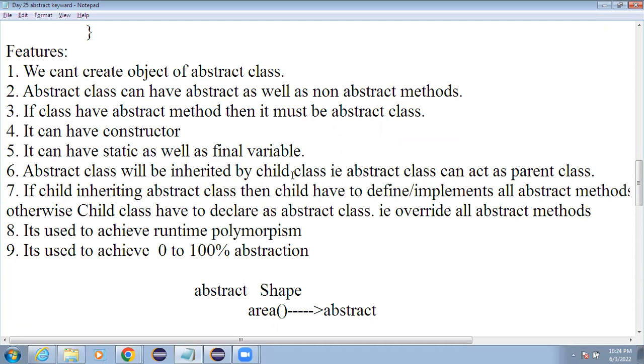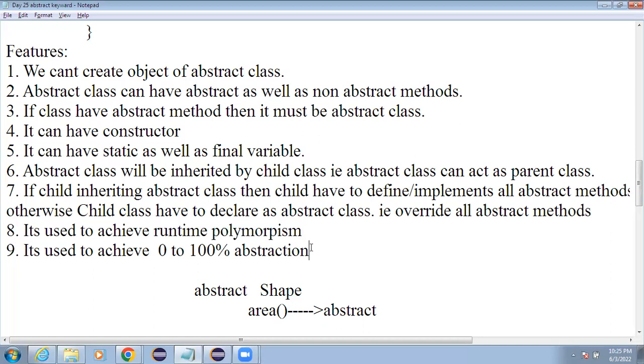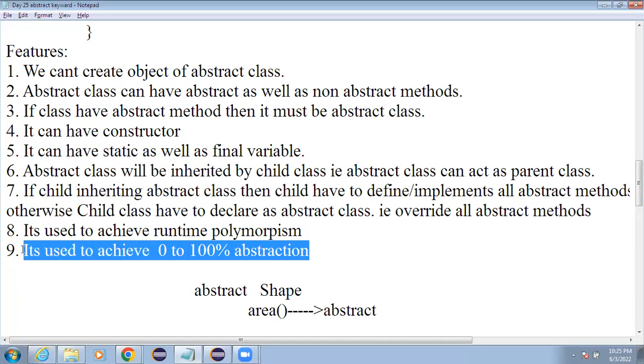An abstract class will be inherited by a child class. If a child inherits the abstract class, then compulsorily it has to define or implement all abstract methods in it. Otherwise, the child itself has to be declared abstract. That is, override all abstract methods. There are two purposes: it is used to achieve runtime polymorphism, and it is used to achieve 0 to 100% abstraction.